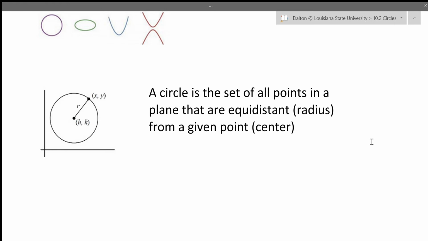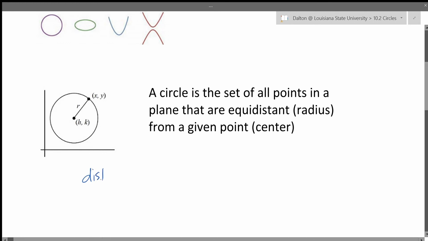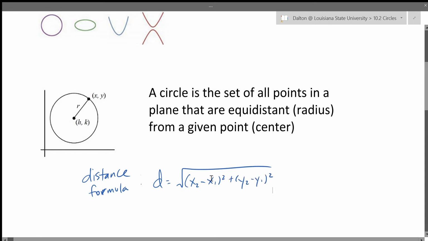And then basically when we use that word equidistant, it has an equal distance. If we consider our distance formula, which we used a bit in our vector unit, the distance formula was d is equal to the square root of x2 minus x1 squared plus y2 minus y1 squared. If we manipulate the distance formula slightly to mold it to the scenario that we have of a circle.